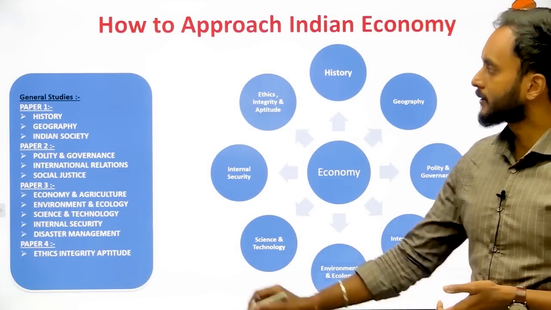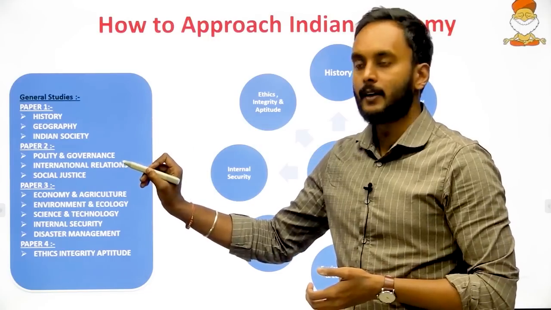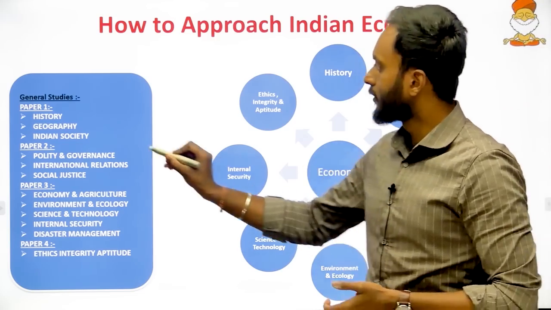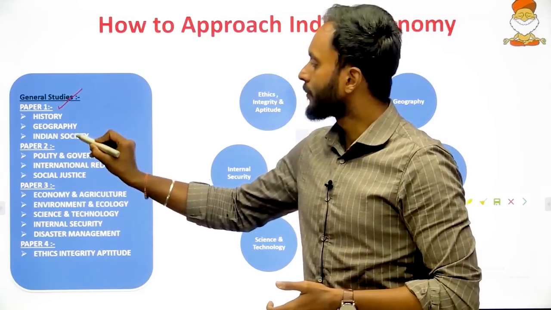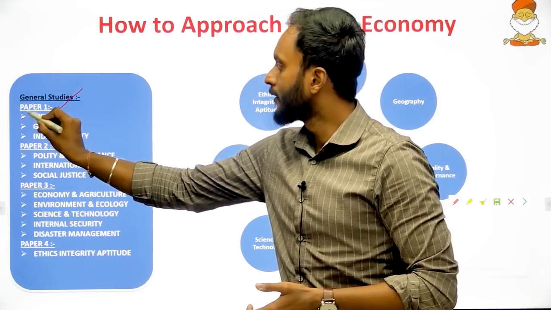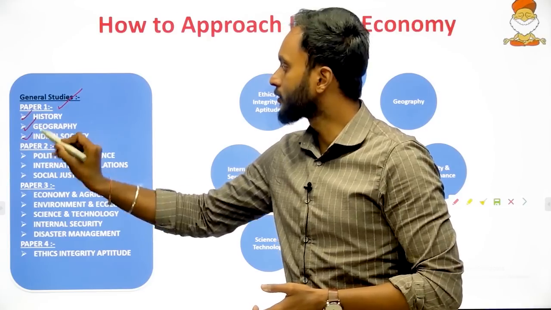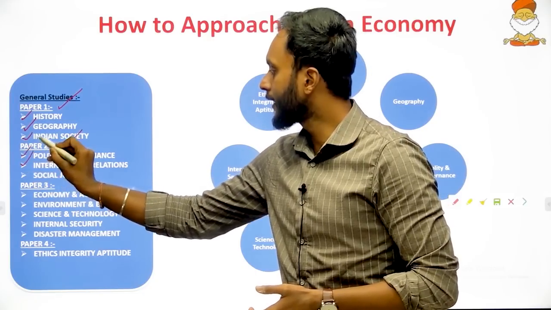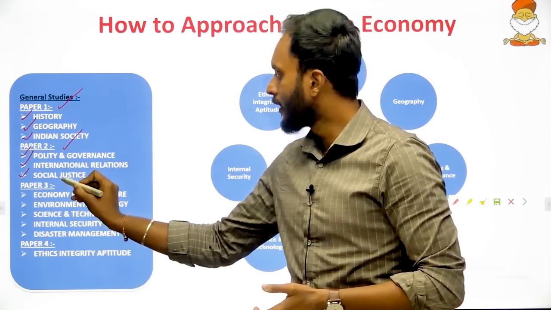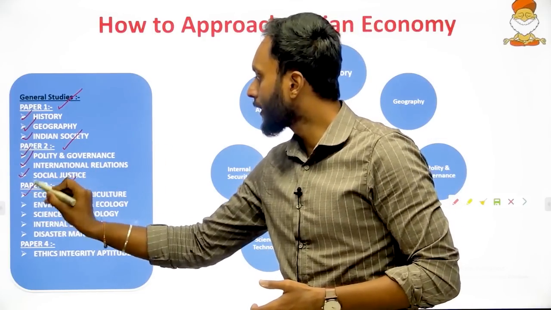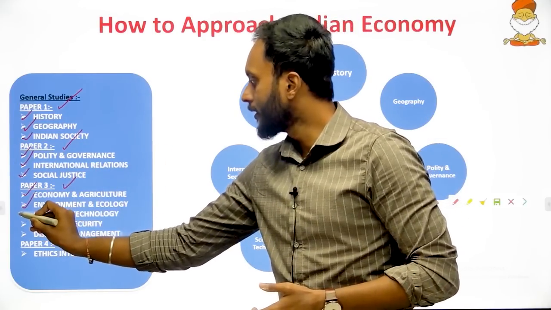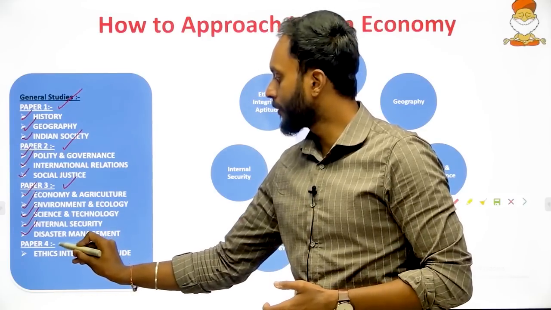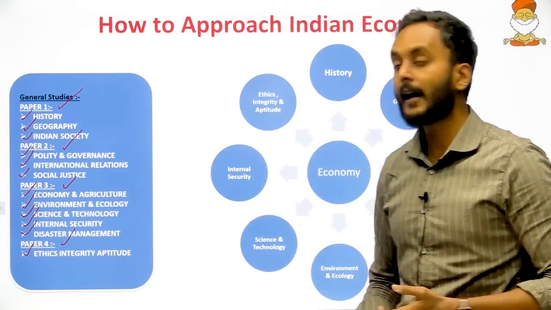Students, if you see on this screen here, the General Studies paper comprises 4 segments as we discussed. It comprises paper 1, which comprises subjects such as history, geography and Indian society. We have paper 2, which comprises polity and governance, international relations and social justice. We have paper 3, which comprises economy and agriculture, environment and ecology, science and technology, internal security and disaster management. And we have paper 4, which comprises ethics, integrity and aptitude.